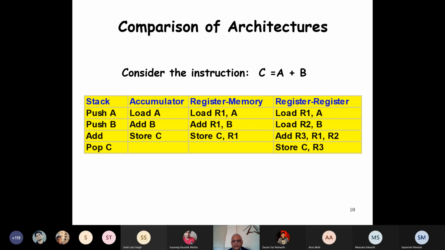In a register architecture, which is the one on which we'll focus, the present day architectures are all register. Here, if A and B are two memory locations, we first bring them into two registers and then ADD, and the result is produced in a register R3, and then store that back into the memory location C.